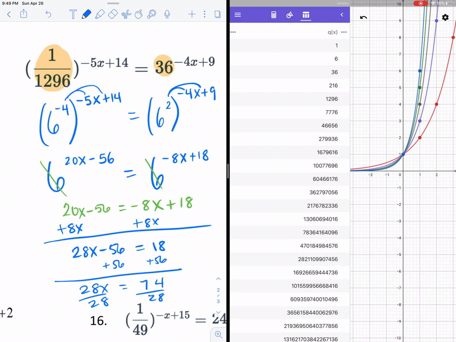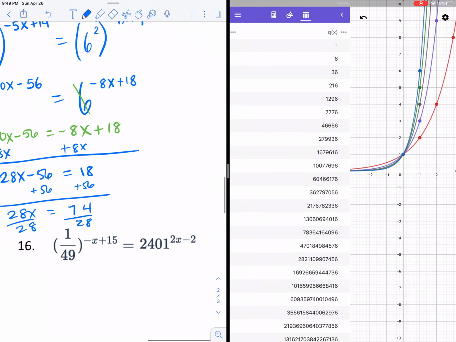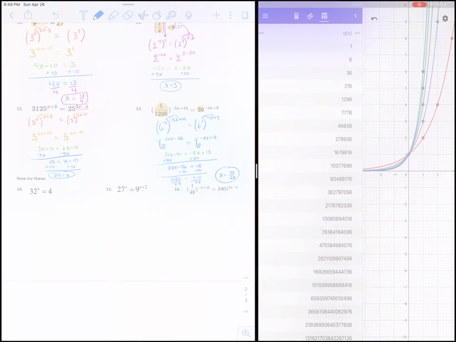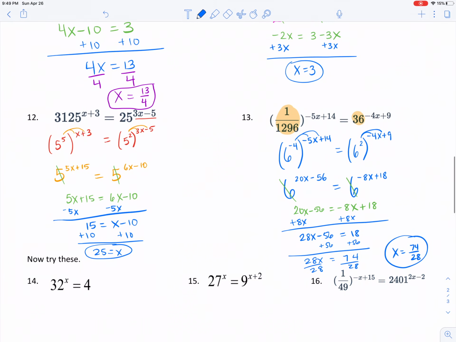And what's this going to leave us with? 74 divided by 28. I'm going to leave as a fraction. I don't know if it could be reduced. x equals 74 over 28. Final answer.